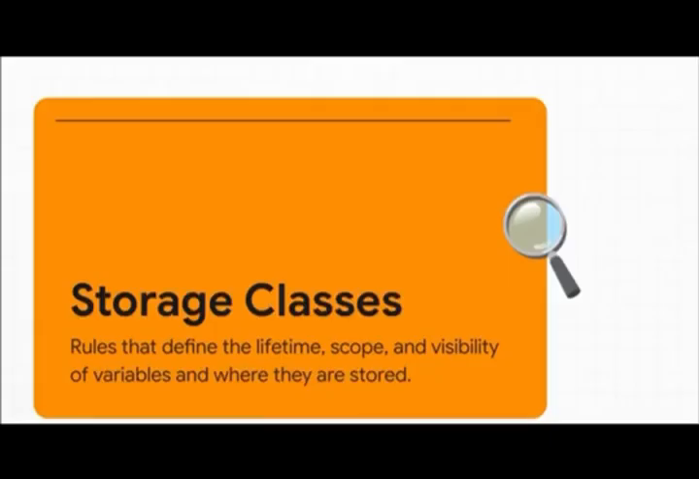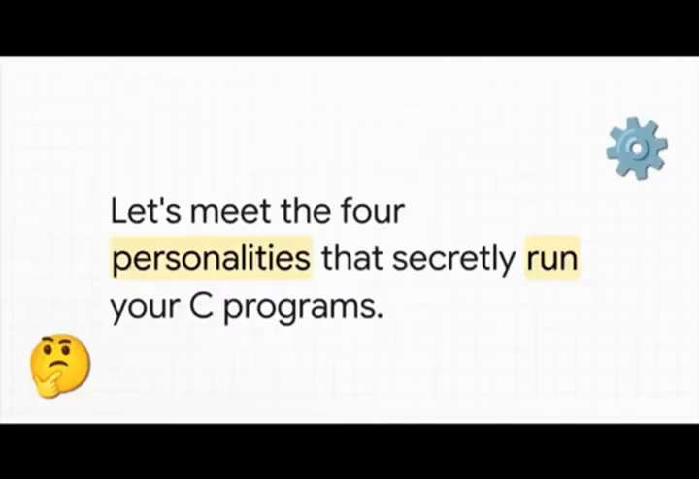A storage class isn't just one thing, it's kind of like a bundle of properties. As you can see here, it tells the compiler four really important things about any variable. Its scope, which is where it's accessible, its lifetime, meaning how long it sticks around, where it's actually stored in memory, and what its default value is if you don't give it one. Honestly, the best way to get a handle on all this is to think of them as four distinct personalities. Each one has its own job, its own quirks. So let's meet the team that's secretly running every single C program you write.